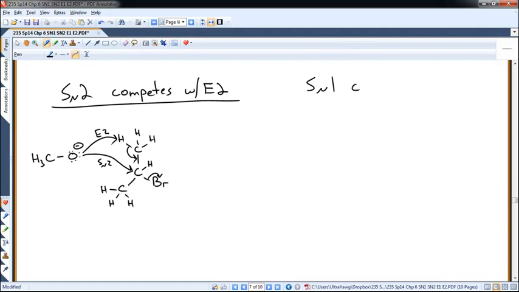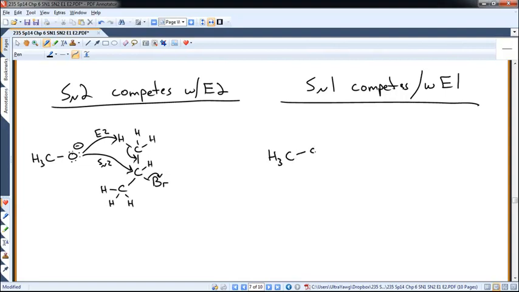So SN1 competes with E1. Let's take a look at that. This time we're going to have a slightly weaker nucleophile. Right? It doesn't have a lone pair of electrons, or doesn't have a high energy pair of electrons like a negative charge. Molecular size is okay, you know, methyl group not too bad.